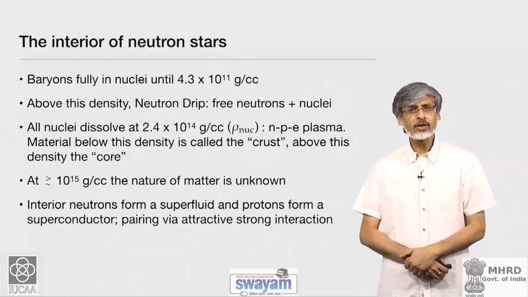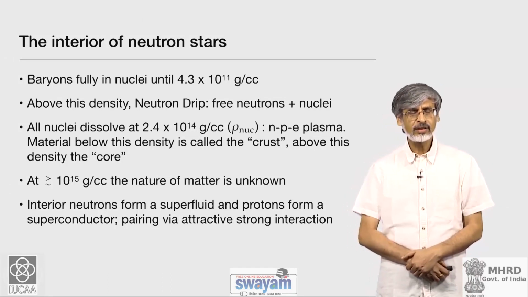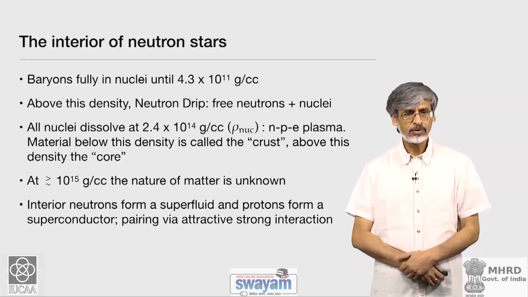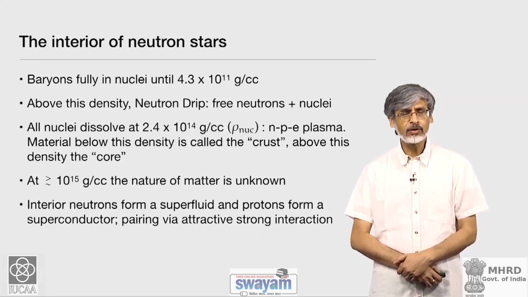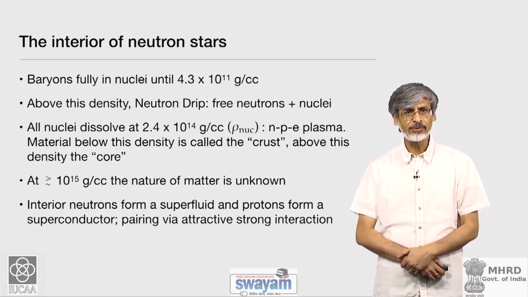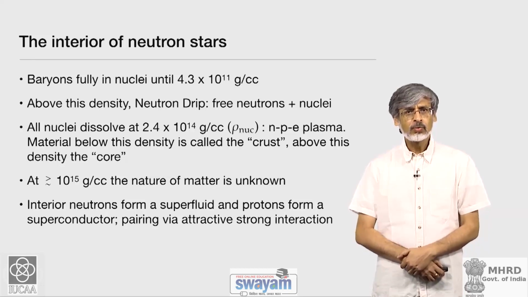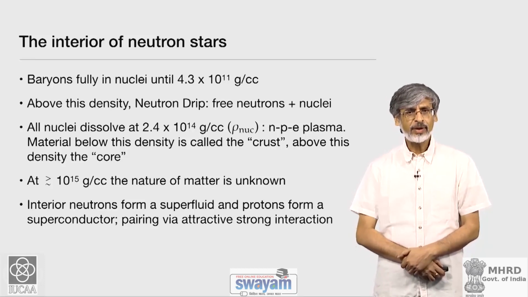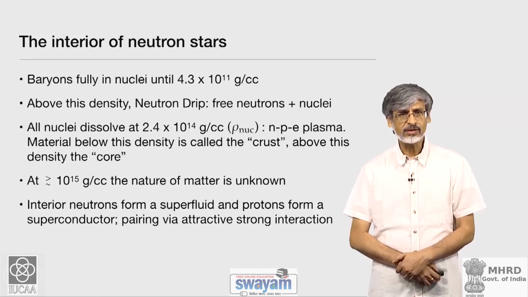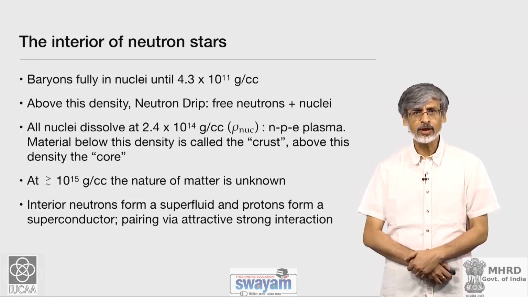So, in the interior of neutron stars, this is what we have. We have the surface where the material is like iron, the density of a few grams per cubic centimeter. But as we go into the interior, the density rises very, very rapidly, up to about 4.3 times 10 to the power of 11 grams per cubic centimeter. The baryons are still fully contained within the nucleus. Above this density, neutron drip occurs and free neutrons begin to appear.